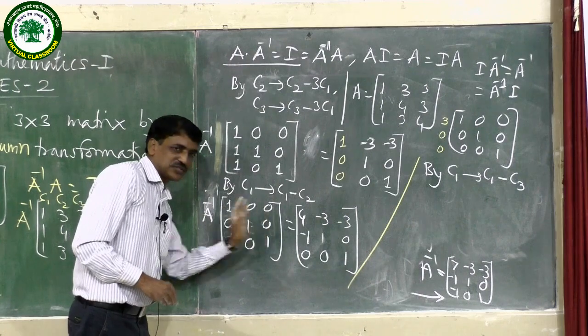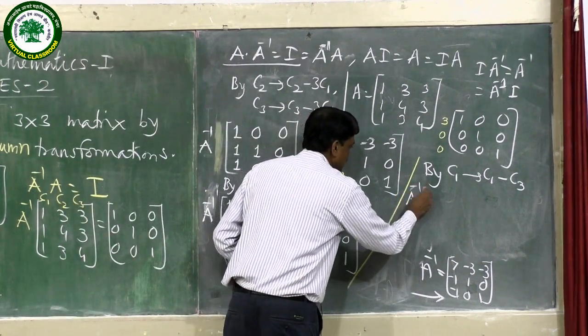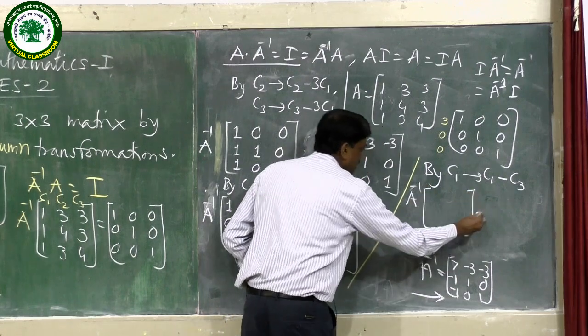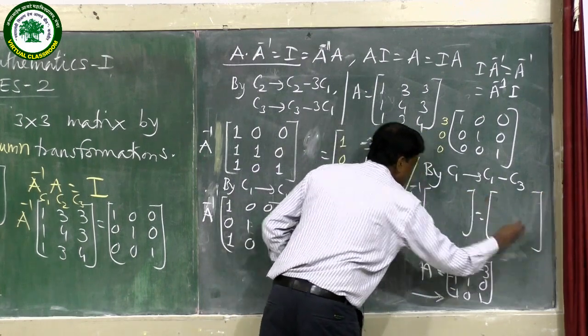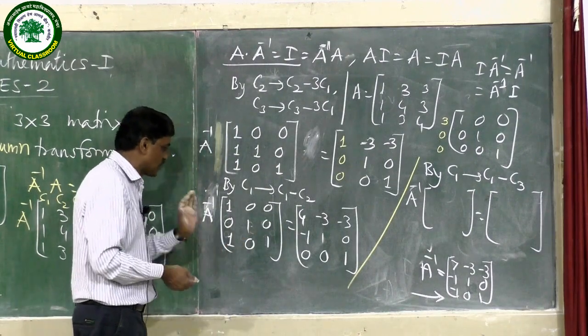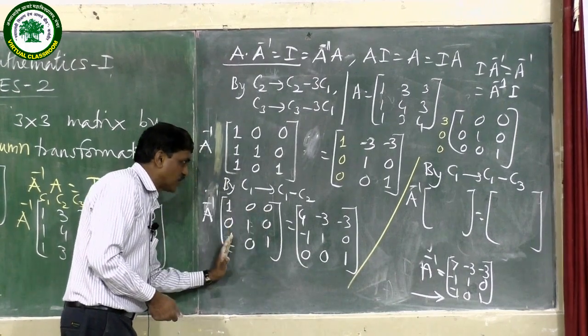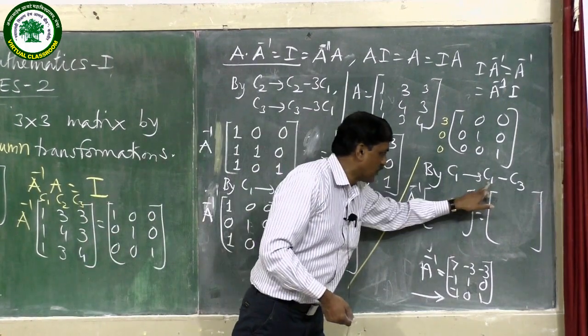So C1 minus C3. So it becomes A inverse into the matrix obtained into the new matrix. See, what is the transformation? Subtract third column from first column.